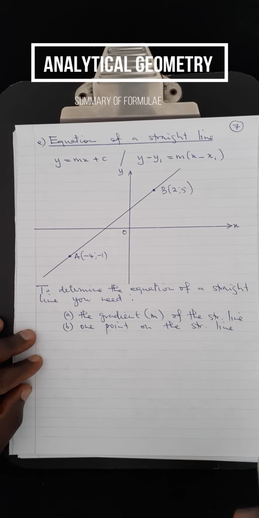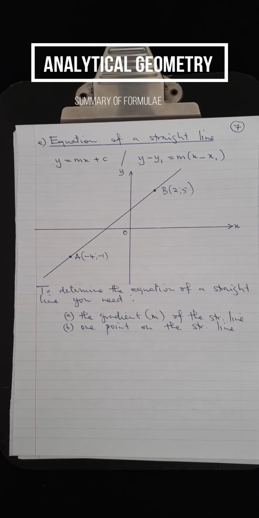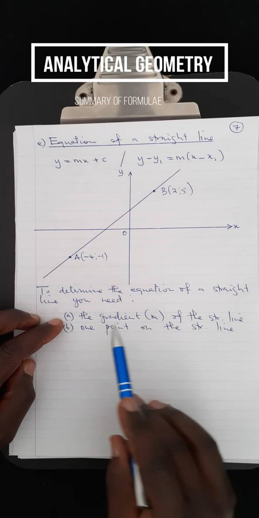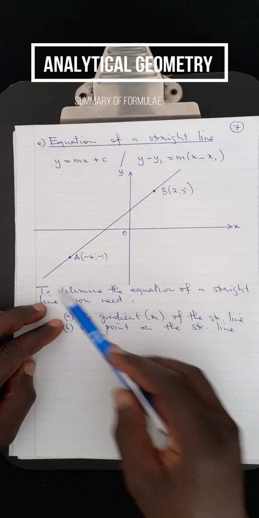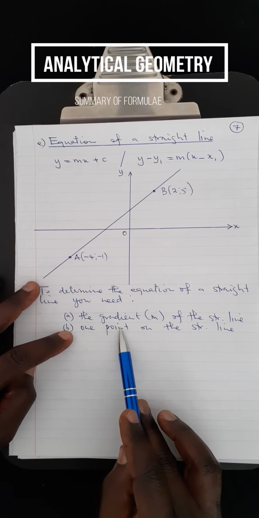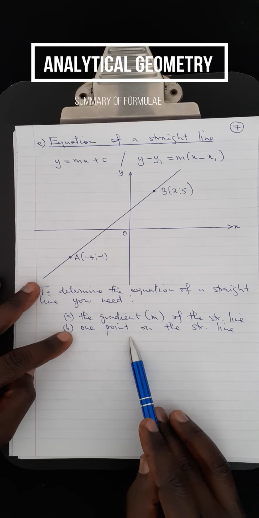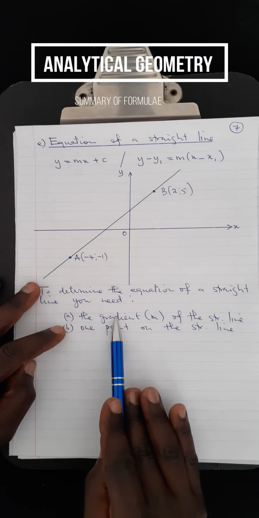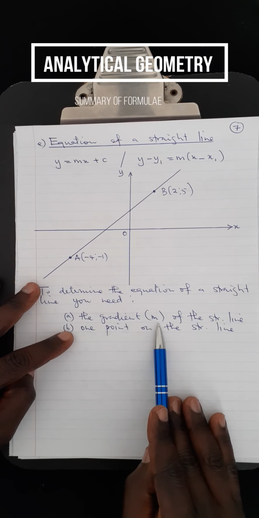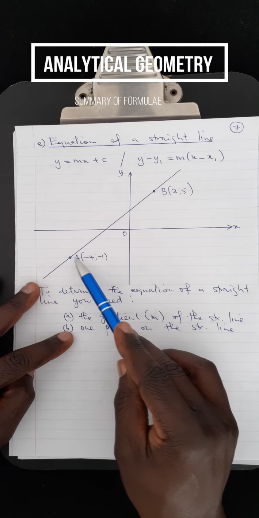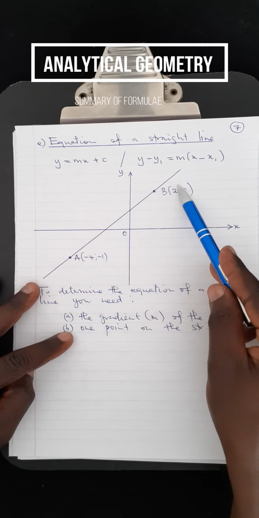Whenever a question is asking you to determine the equation of a straight line, ask yourself these two things. Do I know the gradient of the straight line? Do I know the slope of that line? And secondly, do I know any 1 point on the straight line? If you don't have an answer to one of those, you must work out how to find the gradient and how to find 1 point. So in this case, we have got 1 point. We have got 2 points on a straight line, A and B. So we can use any 1 point.